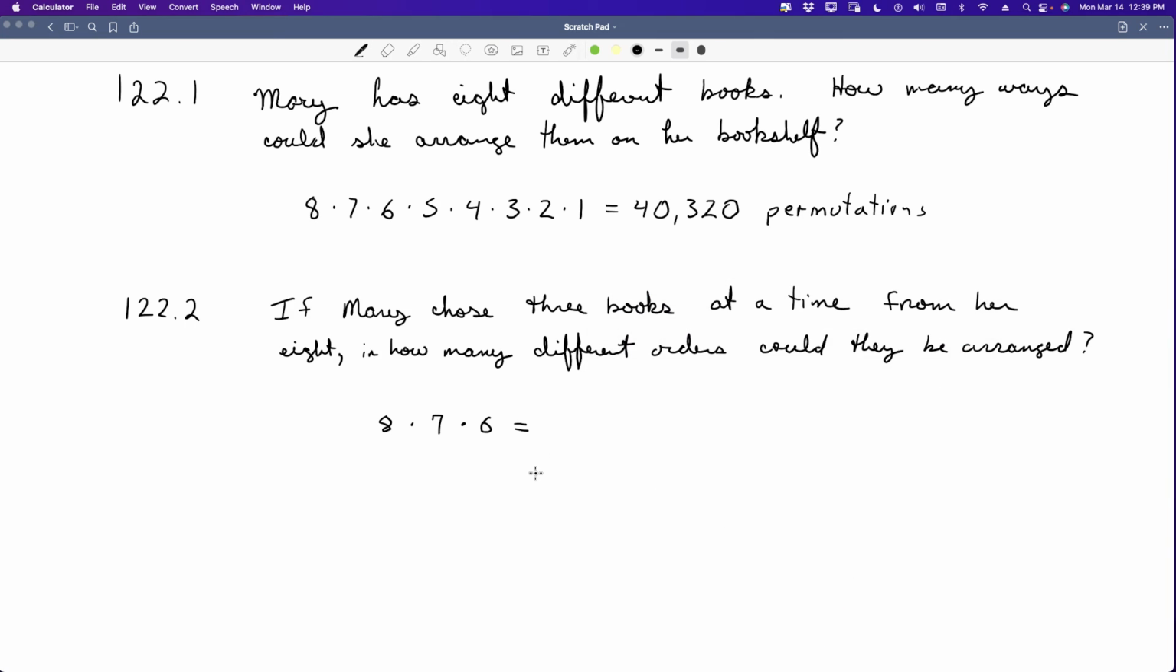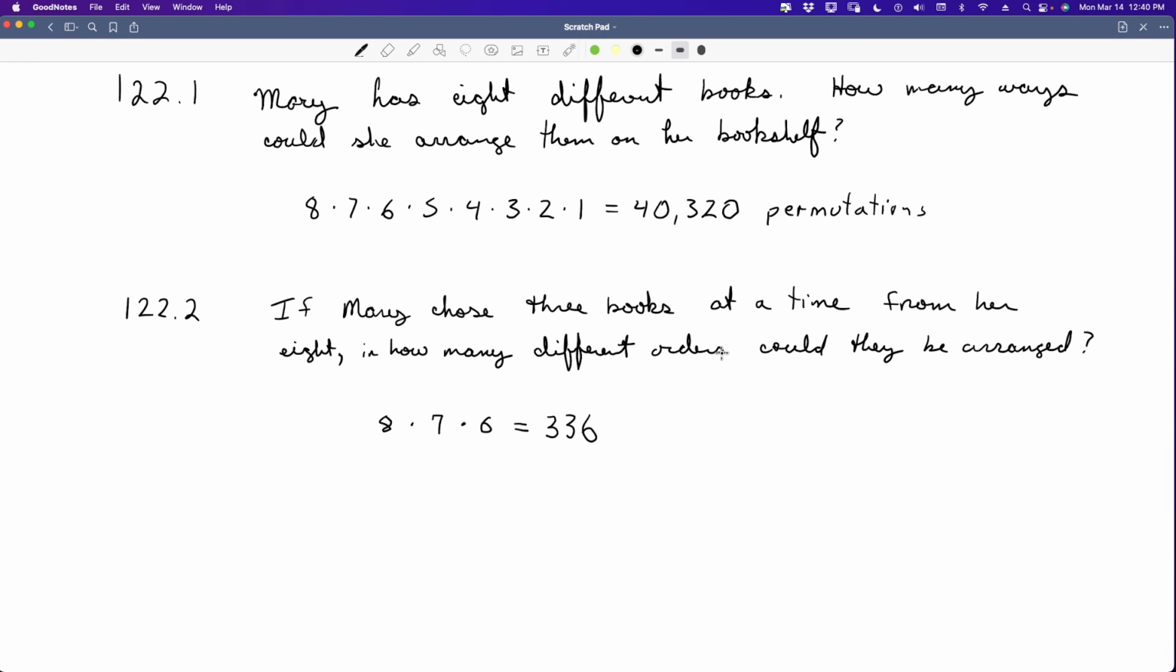She's not using all of the books, so that limits the number of arrangements she has. She's only using 3 of the books, but she has 8 books to choose from. So she has 8 different books that could be the first one. After choosing that, she has 7 different books that could be the second one, and then 6 different books that could be the third one. So we multiply in that order, and we get a total of 336 possibilities when she's choosing 3 books from 8 and how she could arrange them.